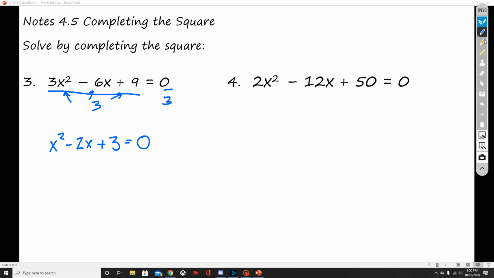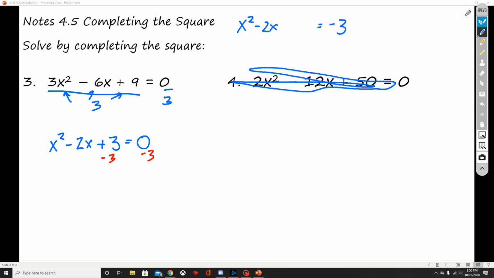Alright, well now I've got something that I can actually work with to complete the square, because I can put the 3 on the other side. Let me get rid of this for a minute so I can use this. And I'm going to have x squared minus 2x, and then on the other side I'm going to have negative 3. Now I can complete the square.